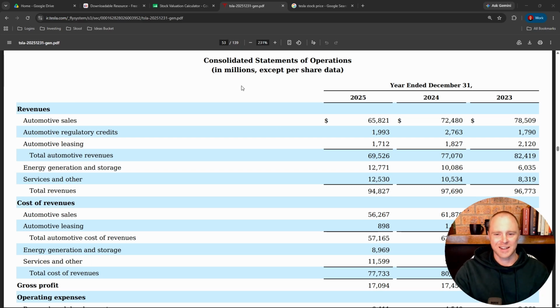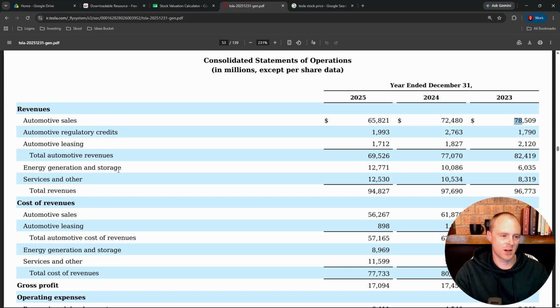So Tesla's another interesting case because things aren't traveling in the right direction. Looking at the income statement, we've got revenues here, and it goes 23, 24, 25. We can see that revenue is actually decreasing. In their sales, they're going from 78 down to 72 billion, down to 65 billion. So that's not a good trend.